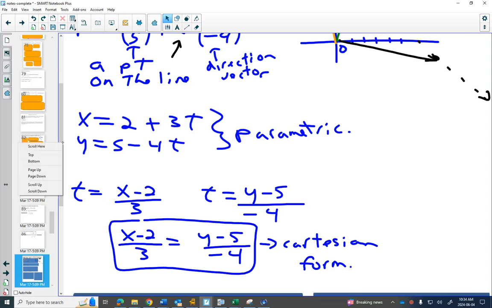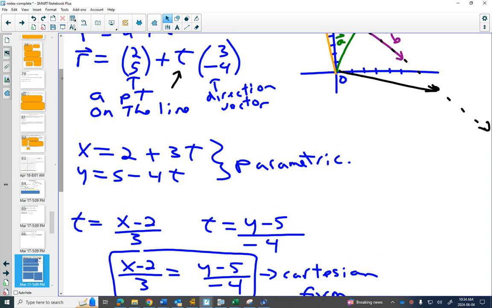Now, just for extra fun, how would you write the equation of this line? You know that this line has a slope of -4/3, because it has a rise of 4 and a run of 3, and it's going downhill.